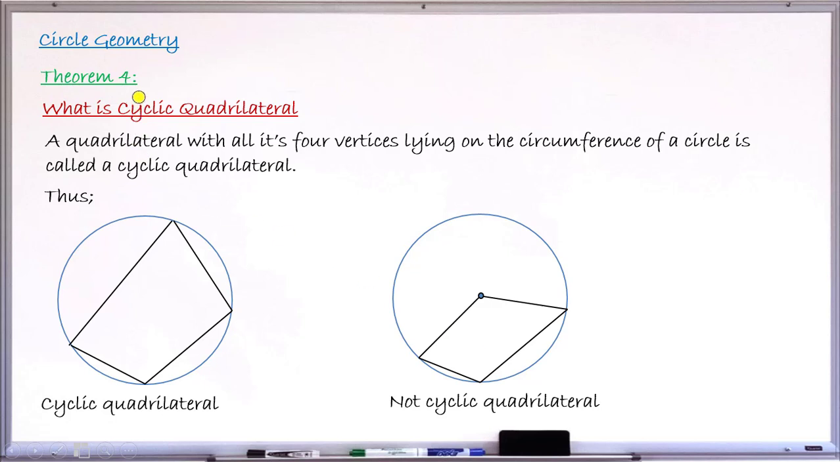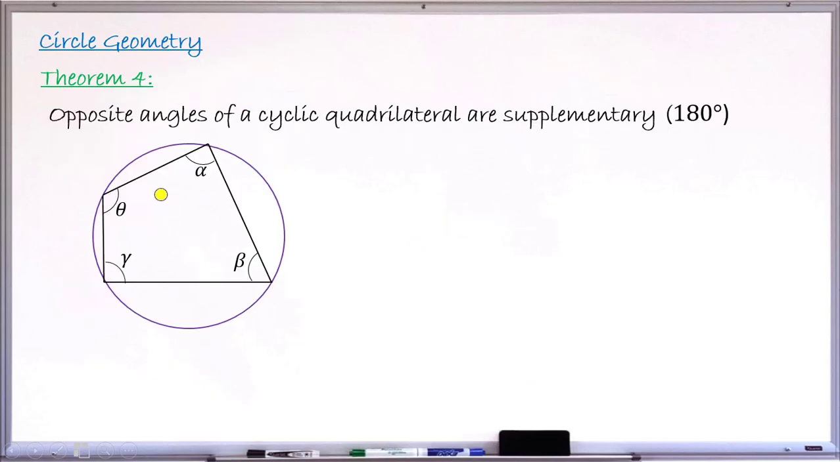So our theorem number 4 is basically on the cyclic quadrilateral. Let us just move and see what theorem number 4 is. Theorem number 4 says opposite angles of a cyclic quadrilateral are supplementary. Supplementary simply means they add to get 180 degrees.